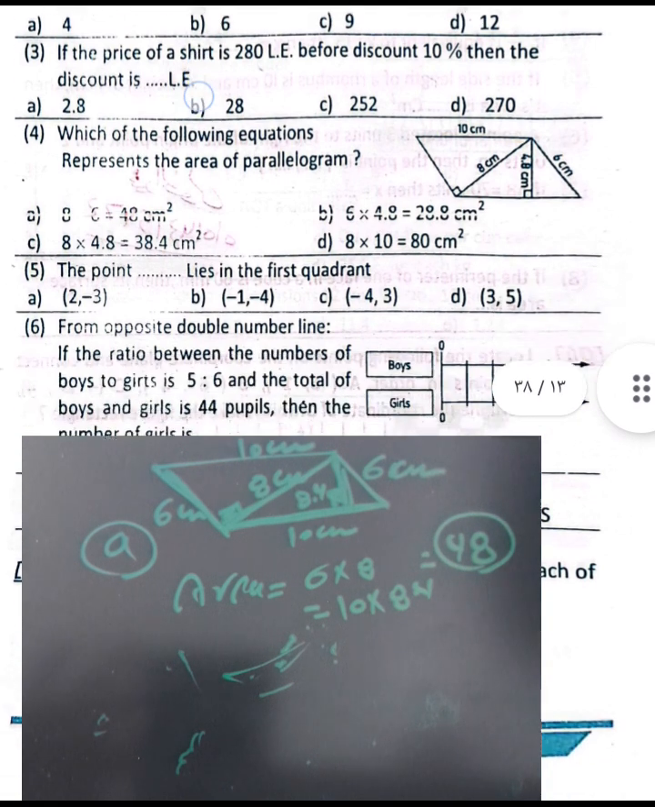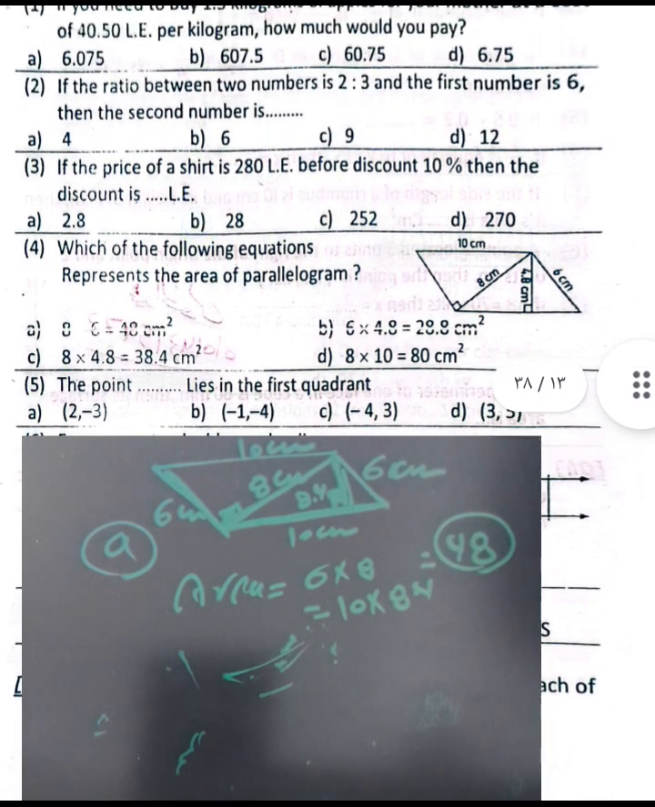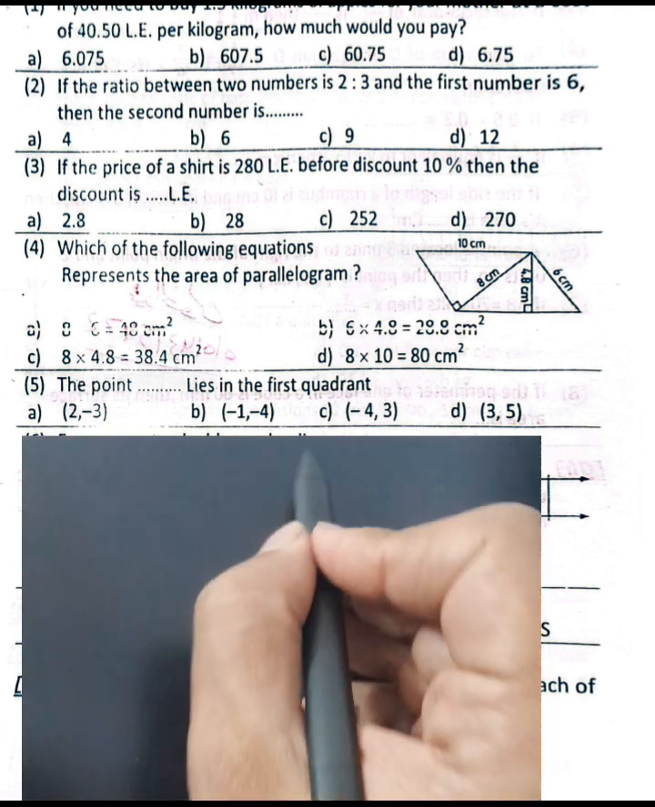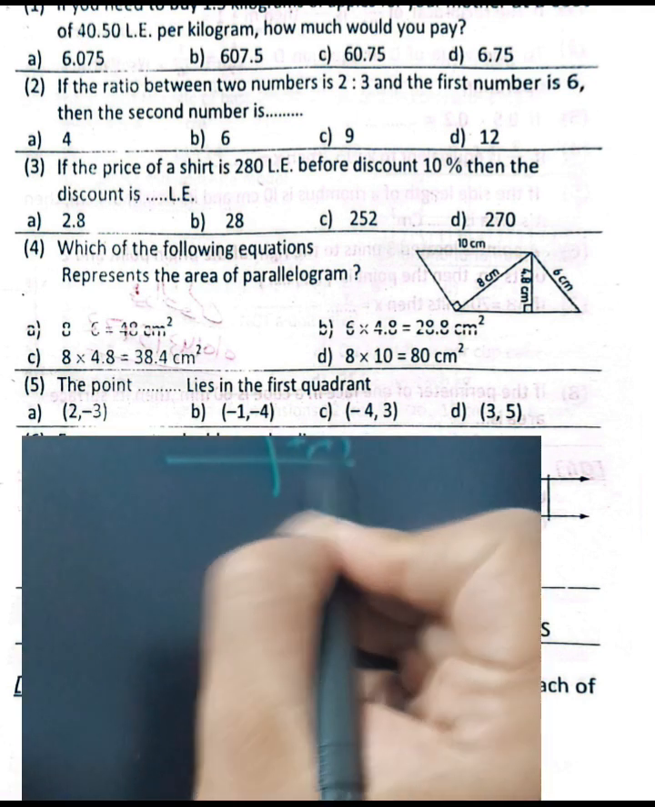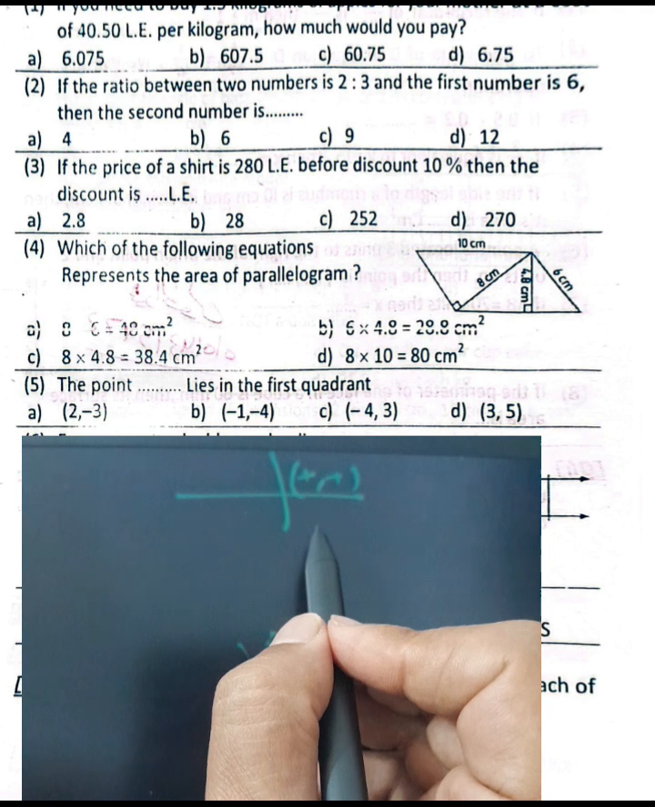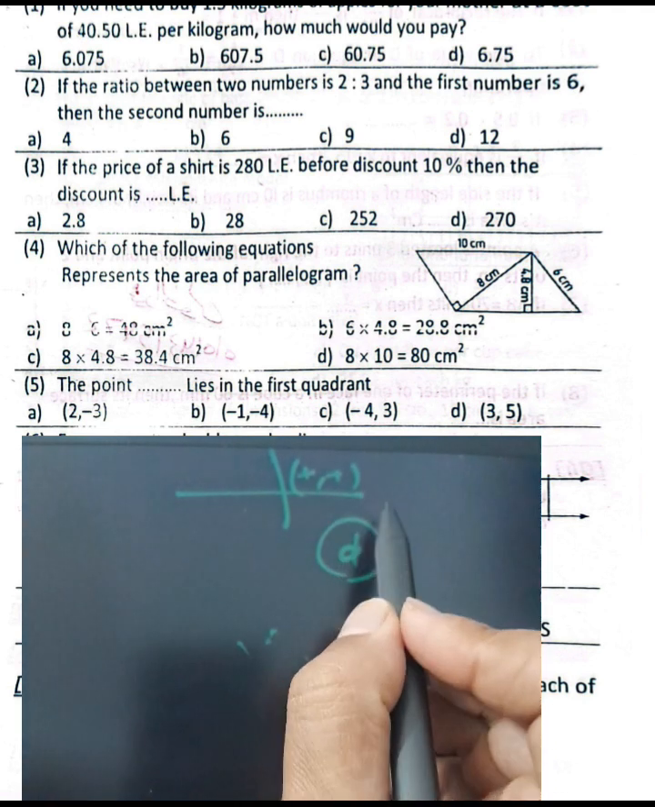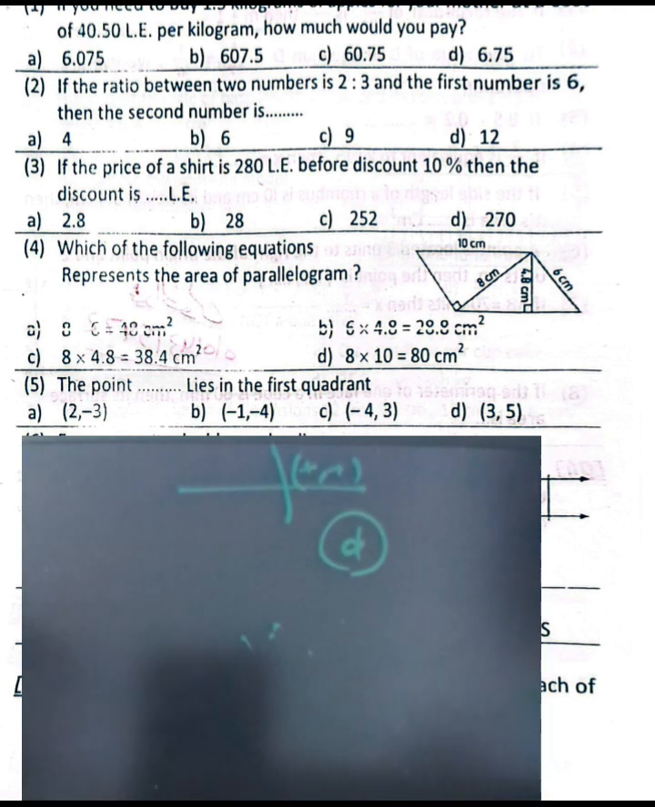Next question, number 5. The point here is located in the first quadrant. The first quadrant signs here are positive and positive. The first quadrant. So you must choose letter D. The point 3 and 5 lies in the first quadrant.